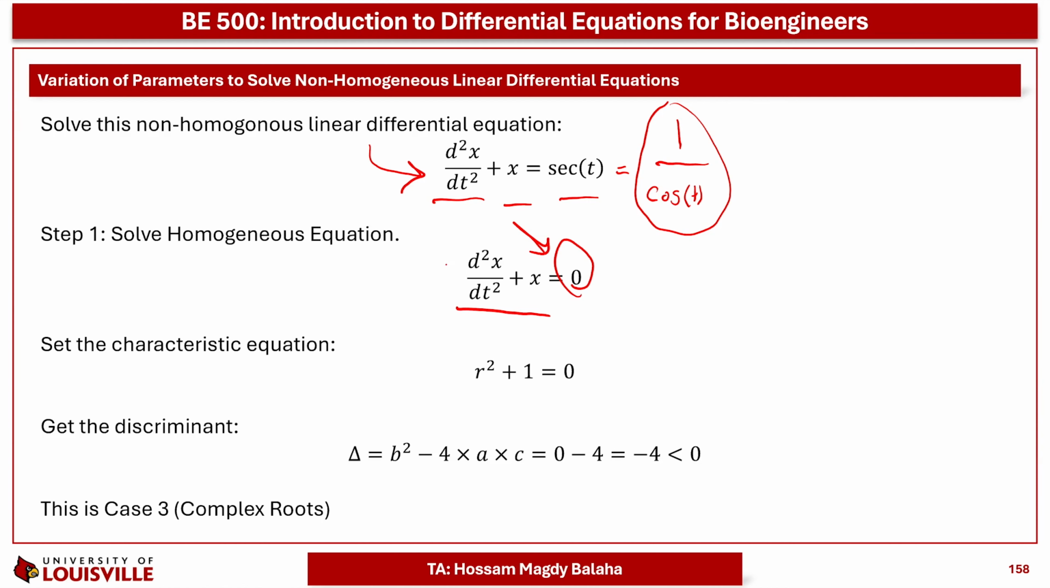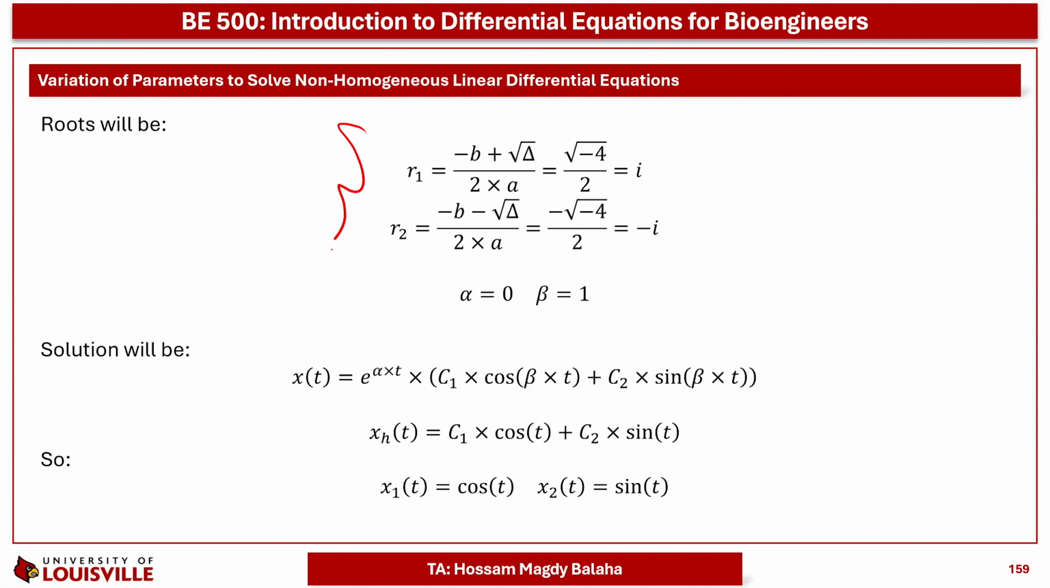Check that the coefficients are constants and you are solving a homogeneous equation. Then you can use the characteristic equation by setting this differential equation in this form: r squared plus 1 equals 0. Then get the discriminant: b squared, which is 0, minus 4ac, which is minus 4 multiplied by 1, equals negative 4. So negative 4 is lower than 0. Then we are in case 3, which is complex roots.